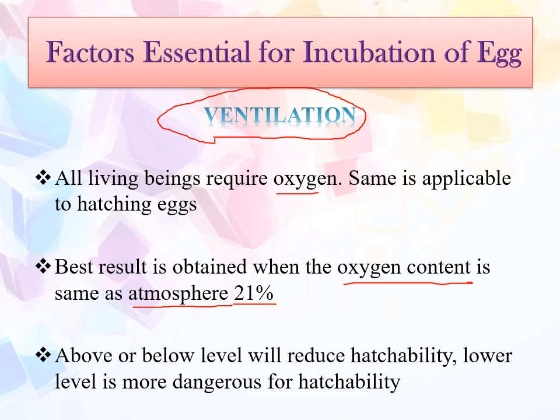So the main purpose of ventilation is that inside the incubator and hatcher, the proper level of temperature and humidity is maintained, as well as the internal oxygen level at 21%. Above or below 21% oxygen will reduce hatchability. Lower level is more dangerous for hatchability. As I said, inside the incubator and hatcher, the oxygen level must be the same as the atmospheric oxygen level, around 21%, and it can be maintained by proper ventilation using fan and exhaust.